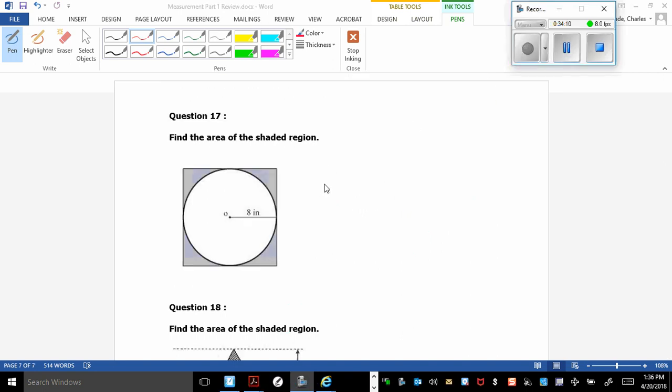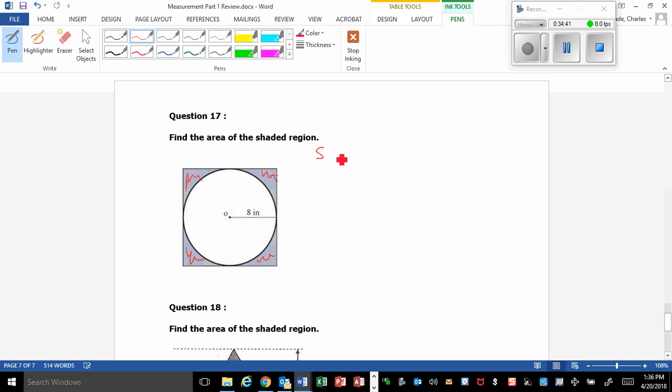Question 17. Find the area of the shaded region. All right, so two shapes. Remember, always ask yourself what are the regular shapes that are involved, and then am I adding them together or am I subtracting them? In this particular case, they only want this part, the shaded area. There's no formula to find that without finding the area of both figures and then subtracting them.